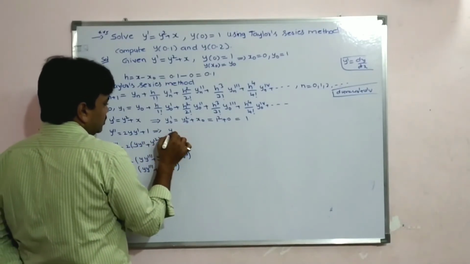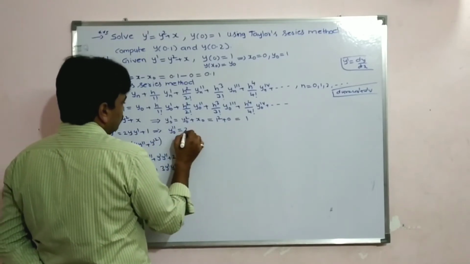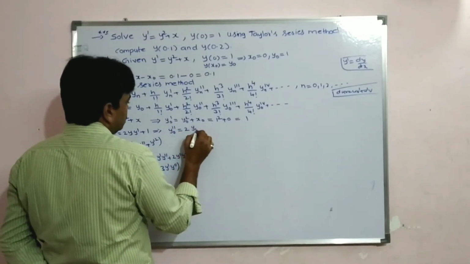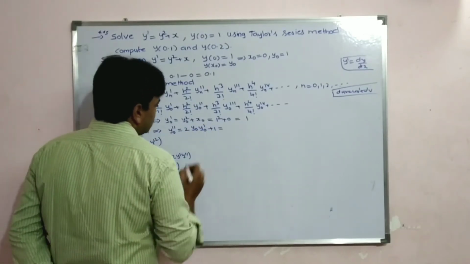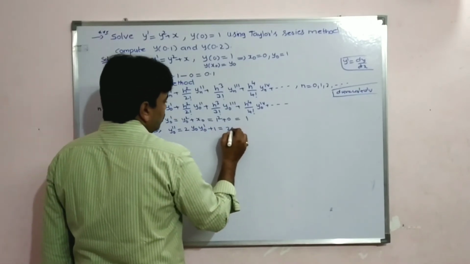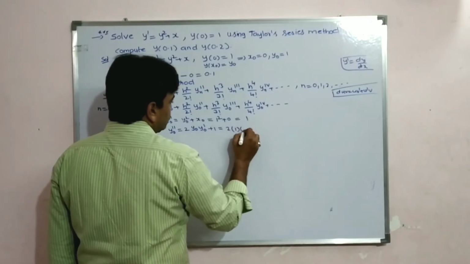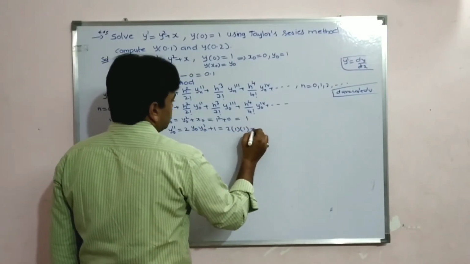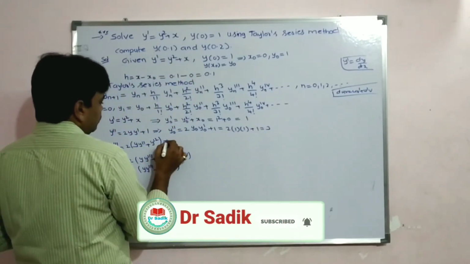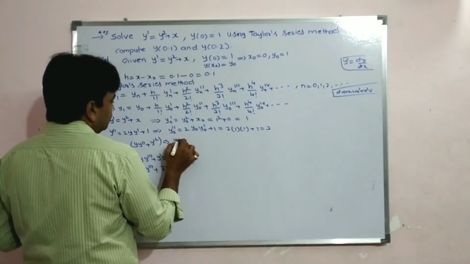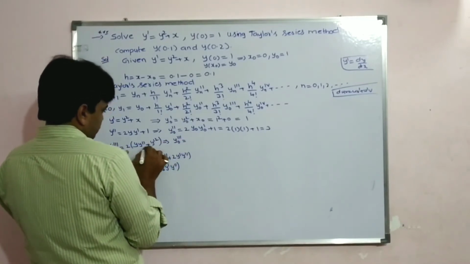Now y naught double dash is equal to 2 y naught y naught dash plus 1, that is 2 into y naught, students. y naught value is 1, y naught dash value is also 1, plus 1, so that is equal to 3. That implies y naught triple dash, students.